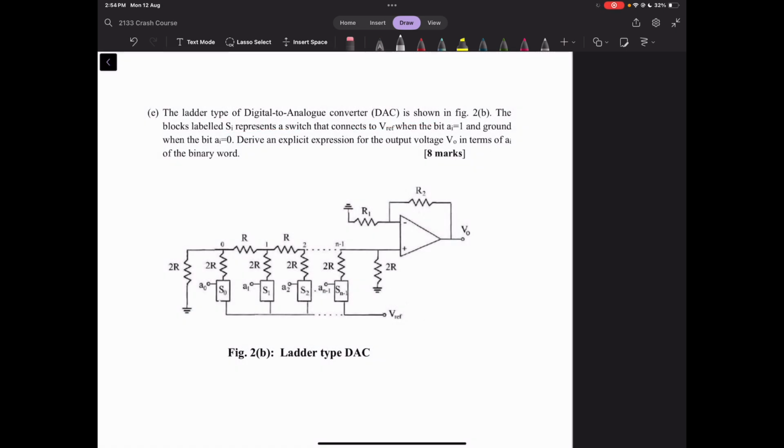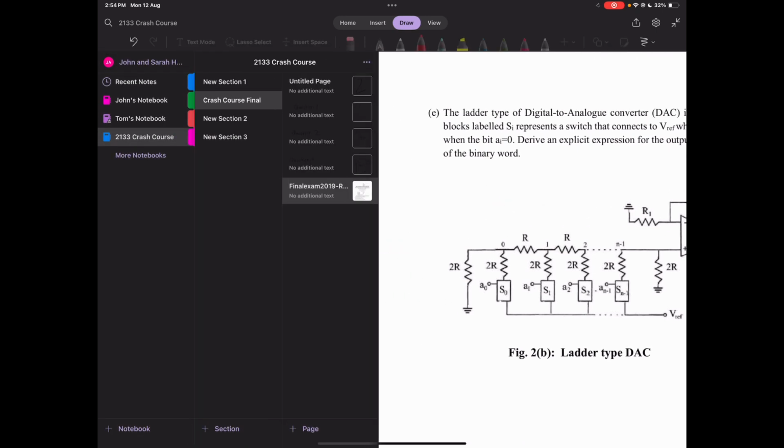All right, now we're going to look at question E. So we have a ladder type digital to analog converter, and we have these switches which are connected between V reference and ground. So when they're 1, it's V reference, and when they're 0, it's ground. And we want to find the output voltage in terms of the binary word.